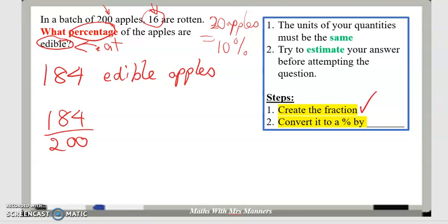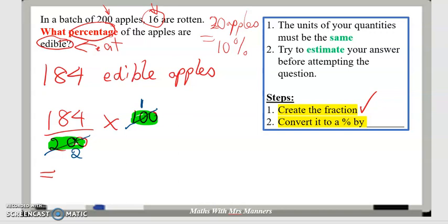And then it says, well, what percentage are edible? Well, this is what fraction are edible. If I want to convert a fraction to a percentage, I need to multiply by 100. And so there I can start doing my calculation. I know that I can divide both the 100 and the 200 by 100. 100 divided by itself is 1. And 200 divided by 100 is 2. The other way to think about it is 100 goes into 200 two times, so whatever suits you.